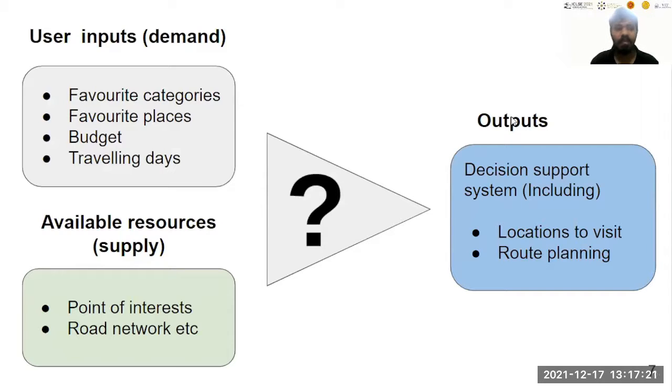In our system, we have identified demand and supply, and also what we should give as the output to the user. Here are the user inputs: favorite categories, favorite places, budget, and travel period, and also available resources of point of interest, and the road network. Outputs will be locations to visit and route plan.